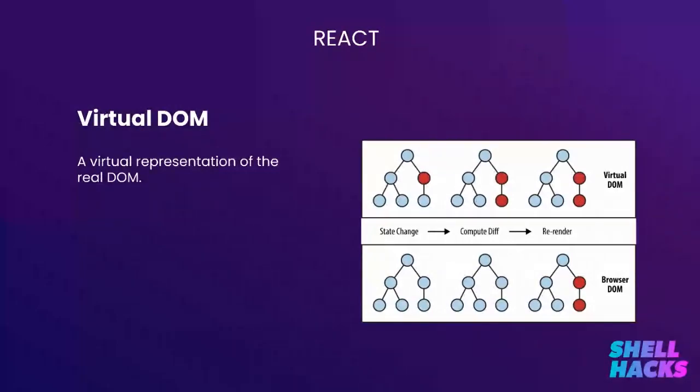So typically when you're using regular JavaScript, if you need to update anything on the site, you do it with JavaScript, but you're actually manipulating the actual DOM. So whatever you do with JavaScript actually happens to the browser. And that can slow down the website if you're doing a lot of stuff.